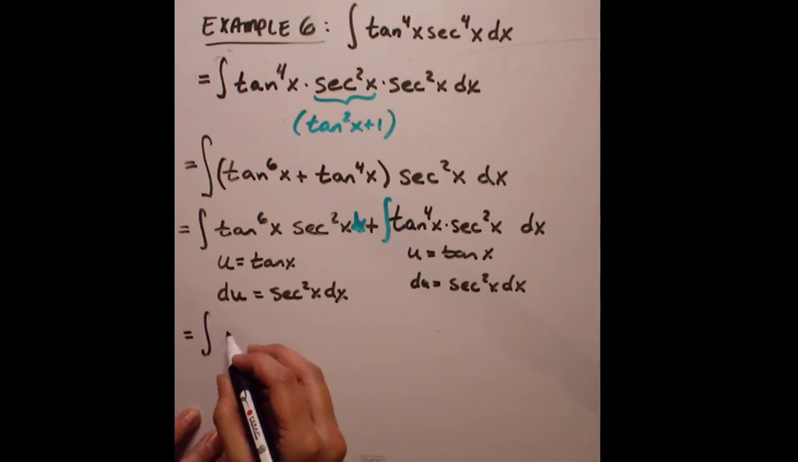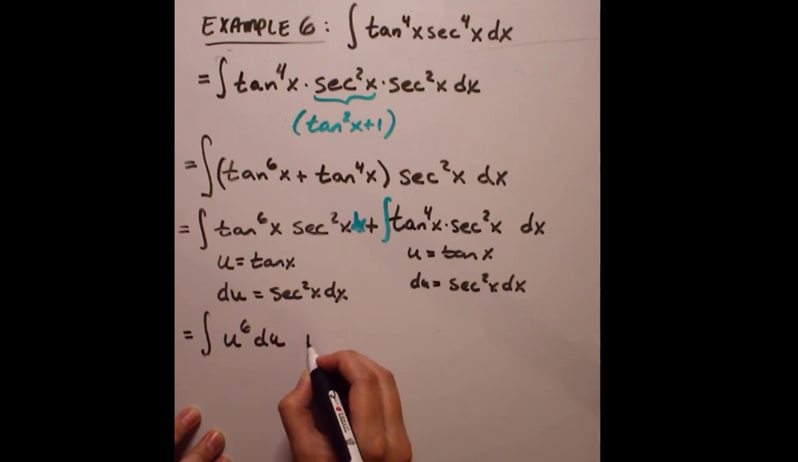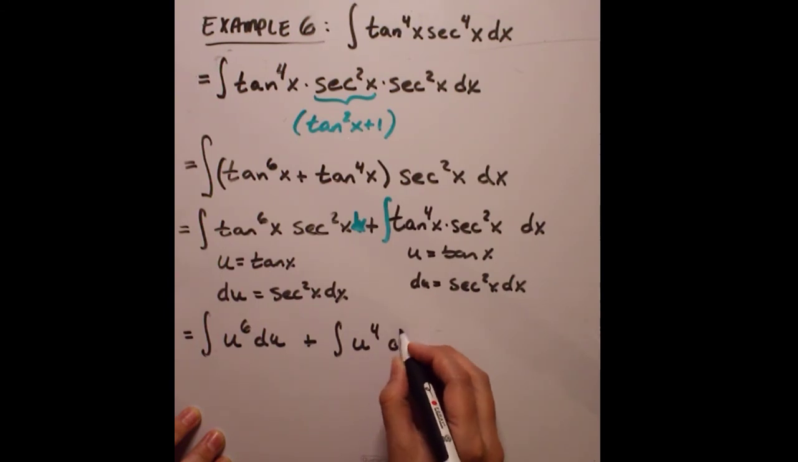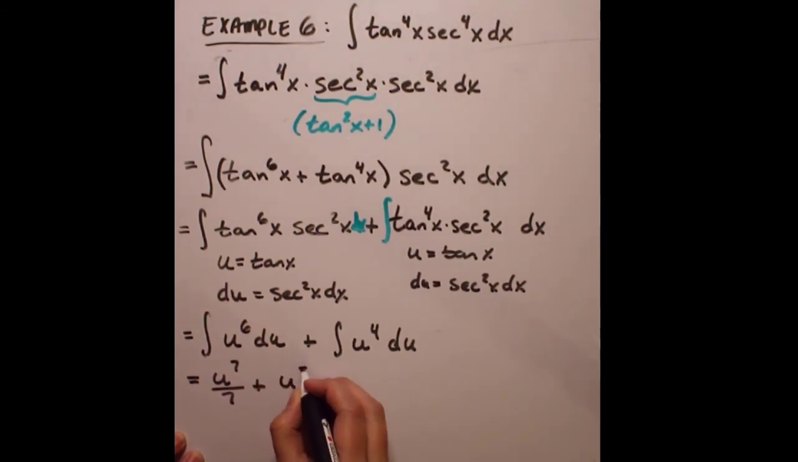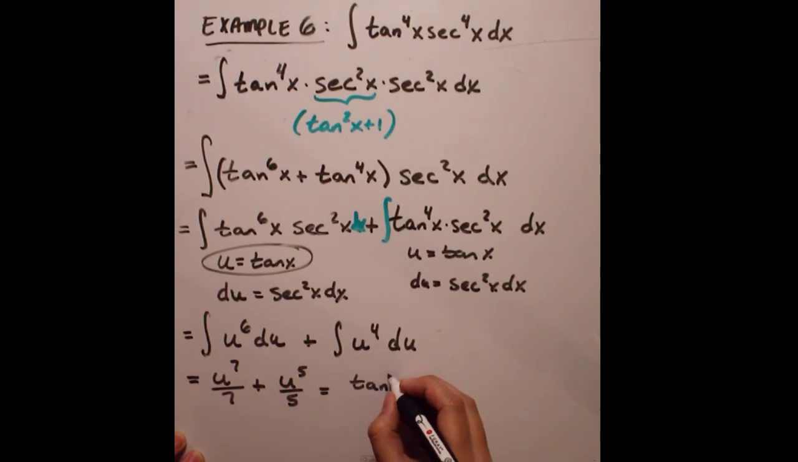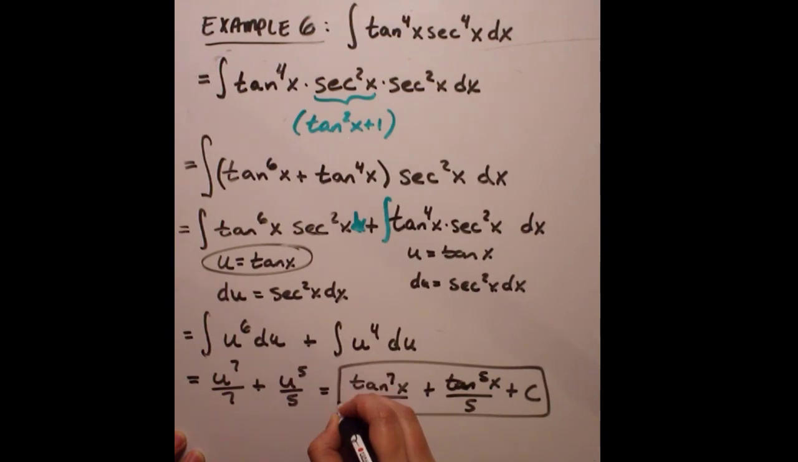So now we have, in our first integral, u to the 6th du. Second integral, this is u to the 4th du. And then we can just integrate. This is u to the 7th over 7 plus u to the 5th over 5. And put u back in. It was tangent for both of these. So this is tangent to the 7th x over 7 plus tangent to the 5th x over 5 plus c. And there we have it.